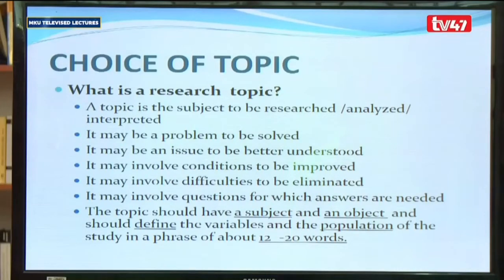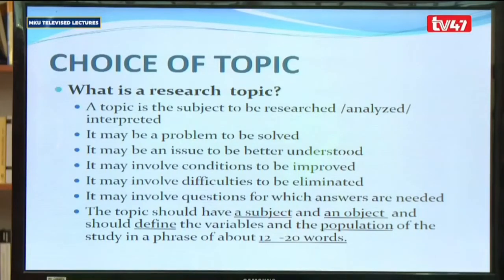It may also be an issue to be better understood. There is something that has been disturbing you over time and you want to understand it better and make the community understand it better. Then you go out to research on that particular issue. It may also involve conditions to be improved. There is an issue in the society or the community that has been very pertinent and you want the situation improved. Then you can have that as your research topic. It may also be a difficulty to be eliminated, a thorn in the flesh that you want to remove from your community. That can be your research topic.